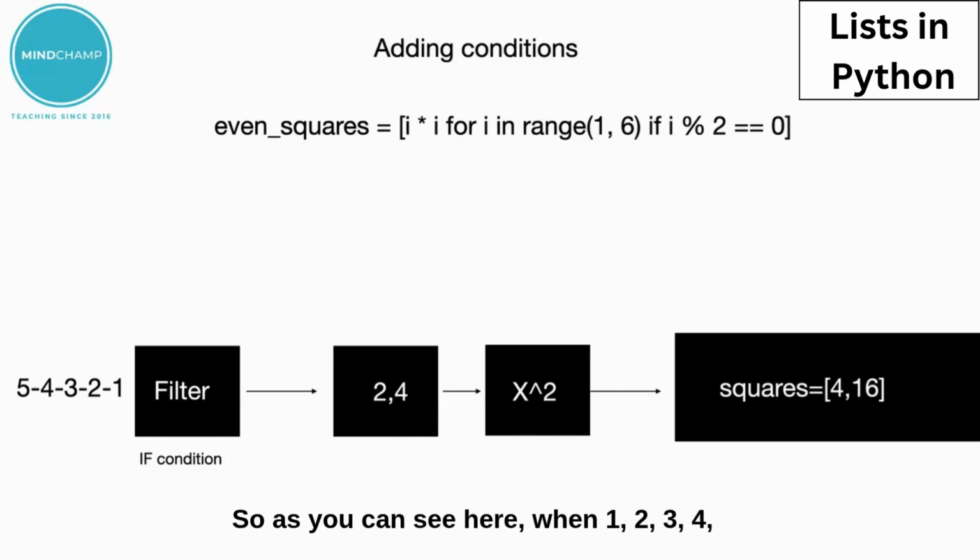So as you can see here, when 1, 2, 3, 4, 5 are filtered, only 2 and 4 will be accepted. These would then be squared because i * i for each number entered, right? So they will be squared and stored in the list as 4 and 16. This is basically filtering out 1, 3, and 5 since they are not even numbers.